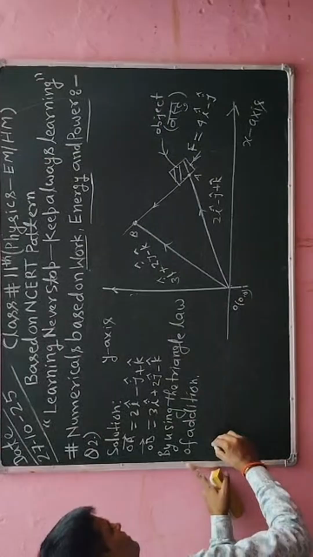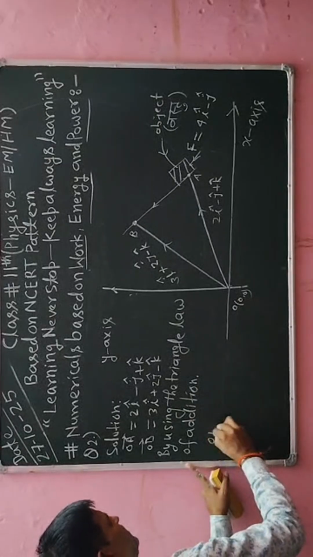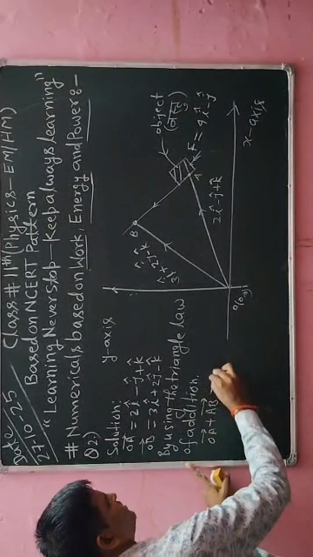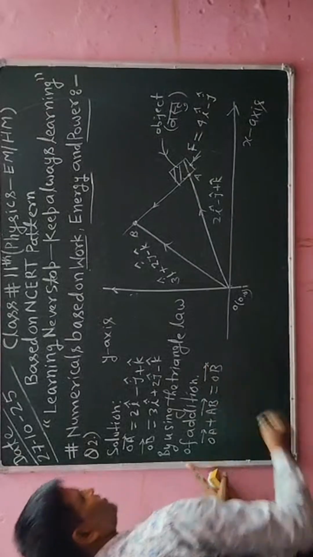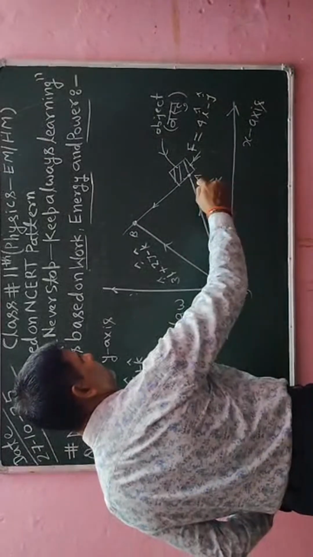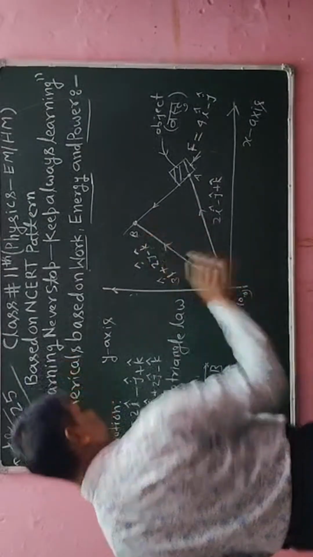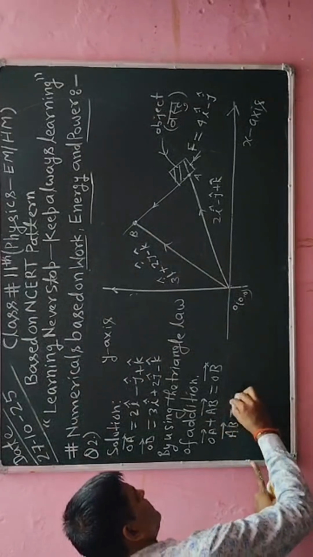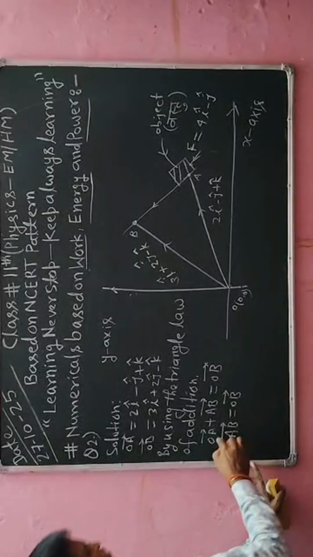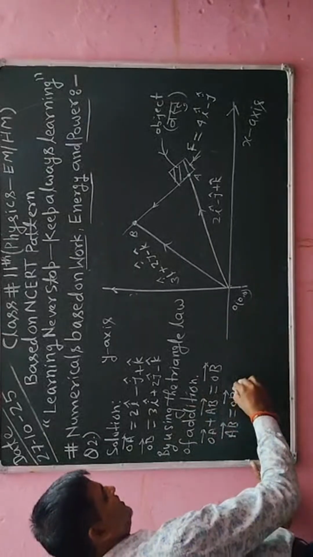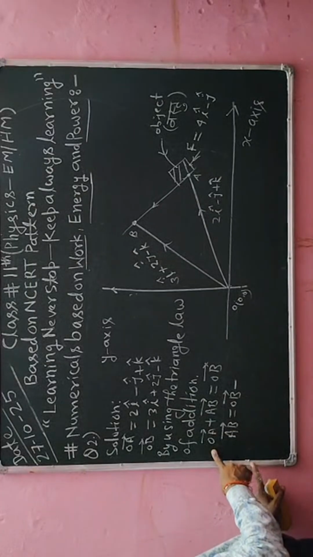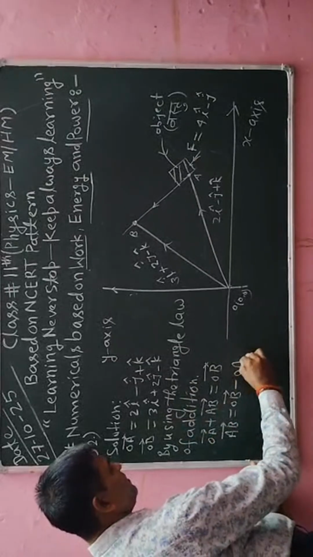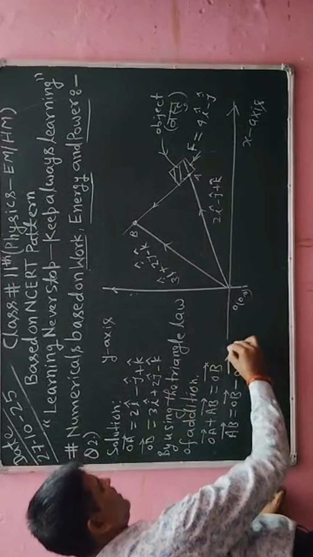So I will say vector OA plus vector AB is equal to vector OB. So vector OA plus vector AB is equal to vector OB. So I have written vector AB, which is equal to vector OB, and this vector OA on the left hand side will go to the right side and its sign will change. OA in the left hand side has a plus sign, so it will go to the right hand side with a minus sign. So that value I have to write there.